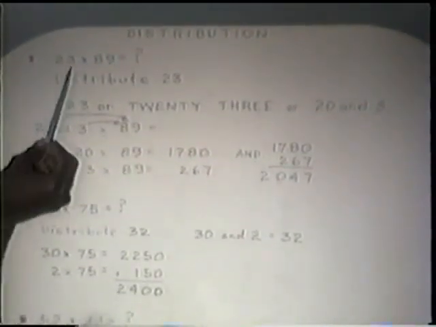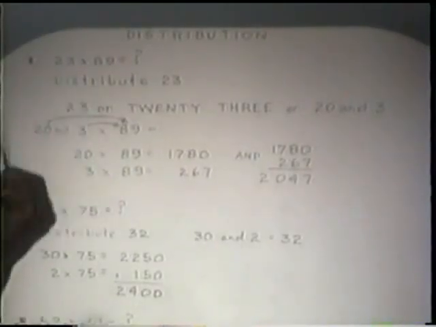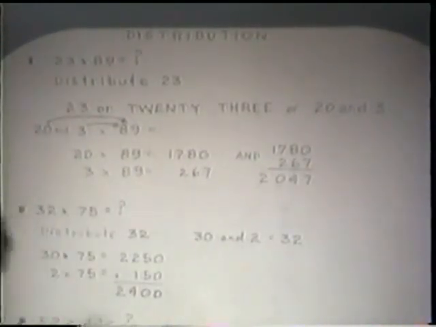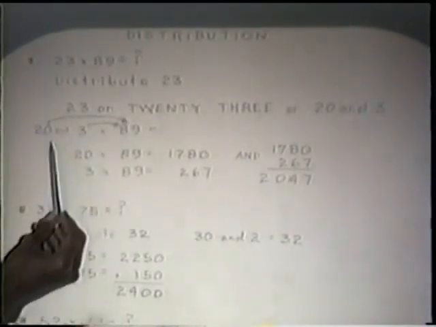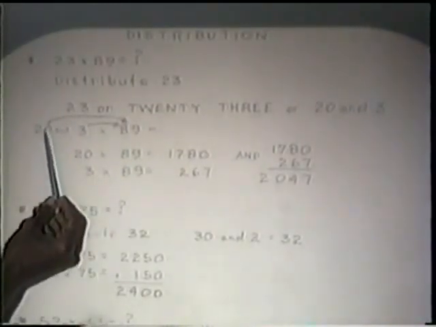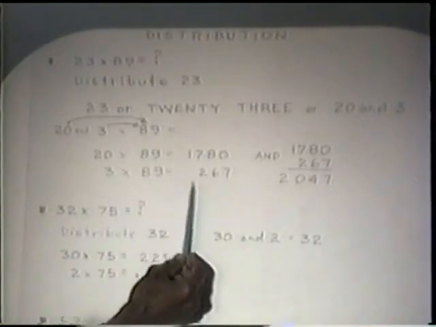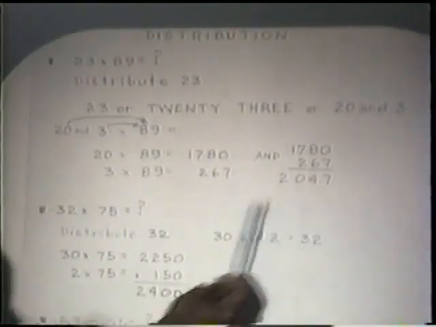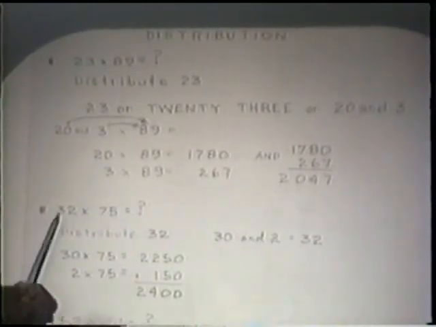We're using the distributive law. We're distributing the 23. The problem was 23 times 89. We're going to break it up and make it smaller so we can see it, so we can do it easier. So we break the 23 up to 20 and 3. And then we distribute a 20 there, and we distribute a 3 there. So we multiply 20 times 89 and 3 times 89, and add those two together, and we got 2,047. Just distributing the number.